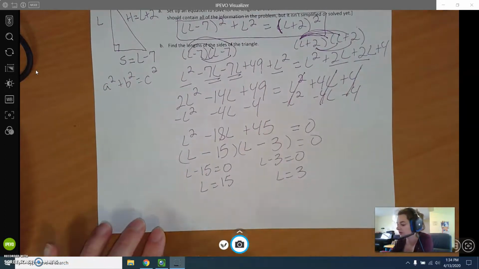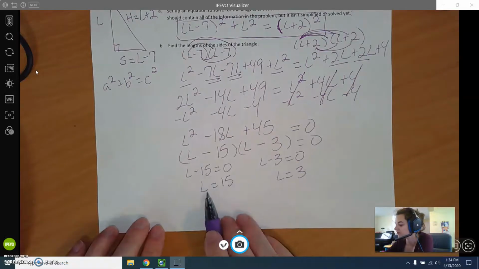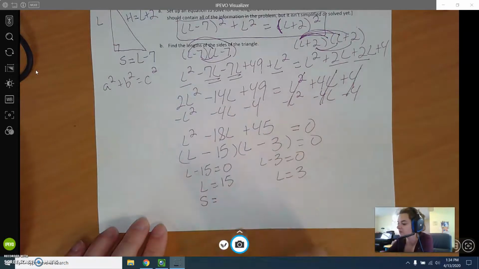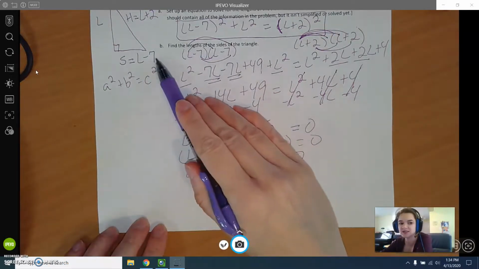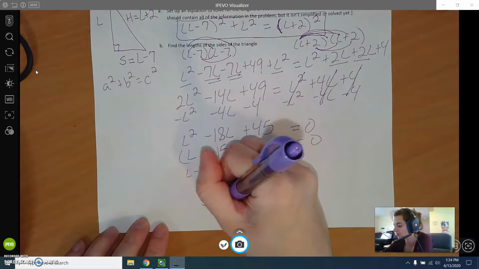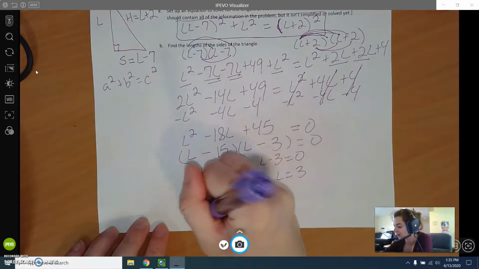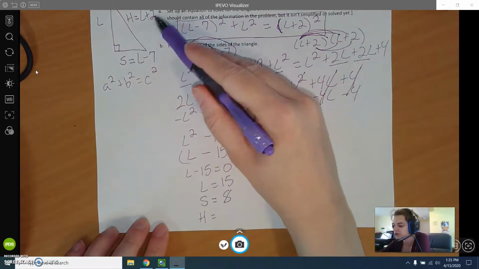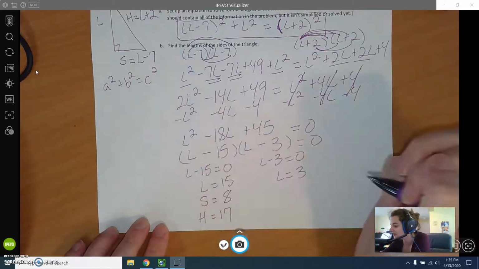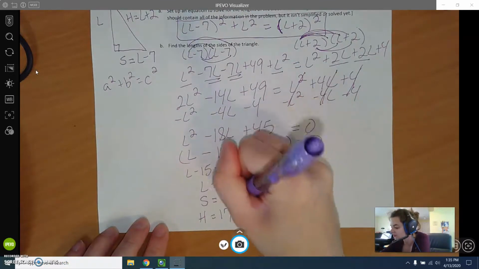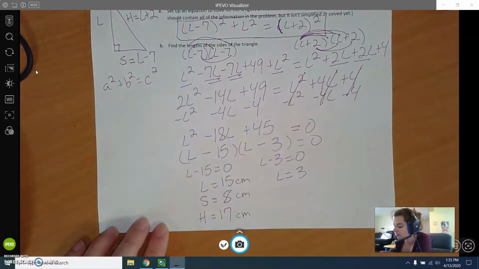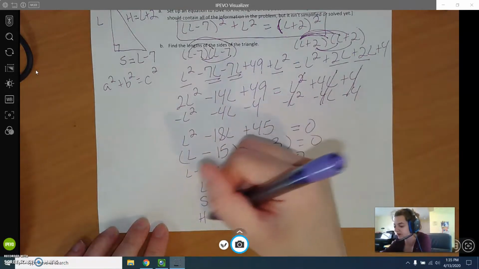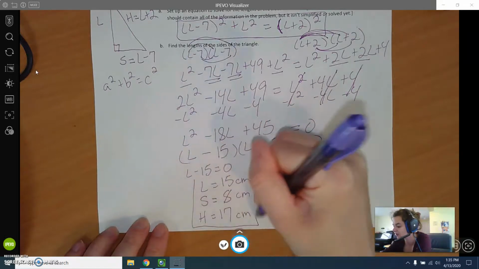So what we're going to do from here is look at the other side lengths. If L is 15, then S, my shorter leg, would be 15 minus 7, which would be 8. My hypotenuse would be L plus 2, so 15 plus 2, which would be 17. And our units are all in centimeters. So my longest side is 15 centimeters, my shortest side is 8 centimeters, and my hypotenuse is 17 centimeters. And that works out pretty nicely.